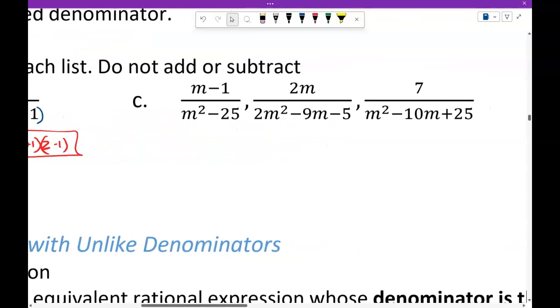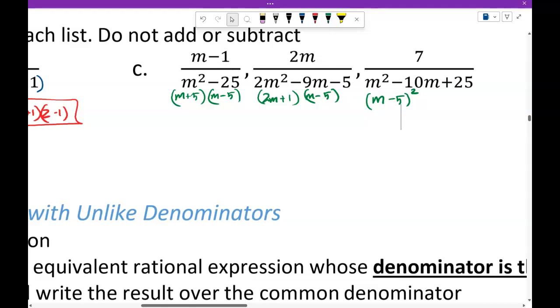For C, we have 3 different terms, so we're going to need to factor and look at all the different factors for each one. Our first is a difference of squares, which factors to be m plus 5, m minus 5. Our second is a trinomial that factors to 2m plus 1 and m minus 5. And our third is a perfect square trinomial that factors to be m minus 5 squared.